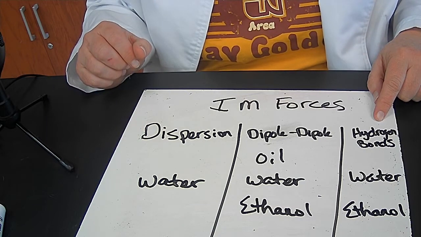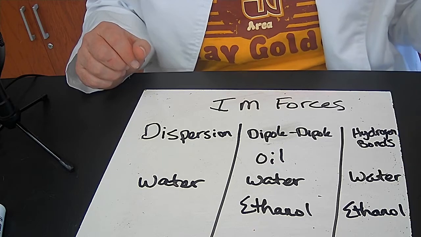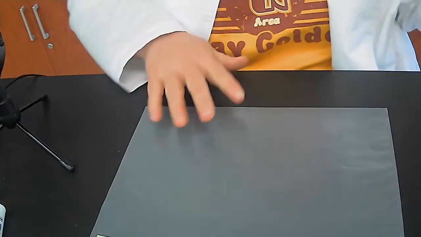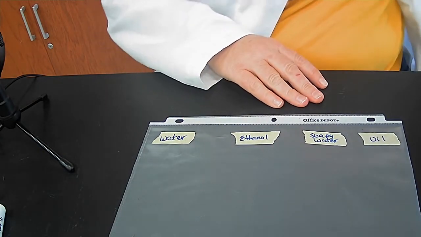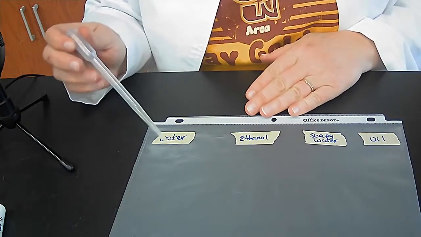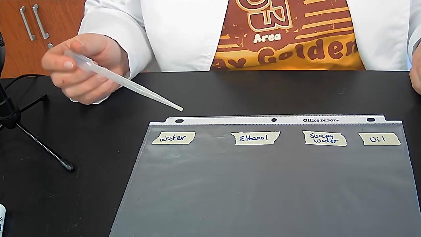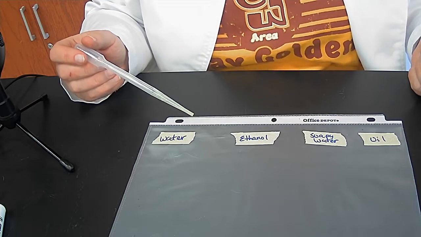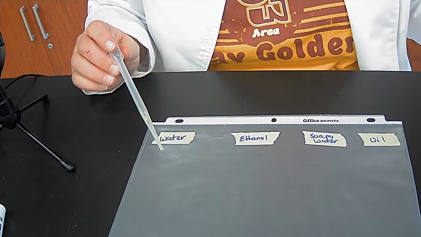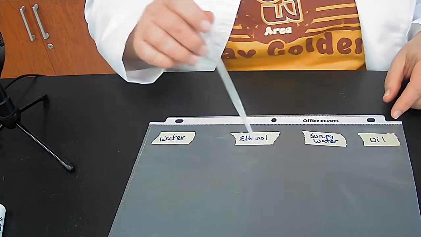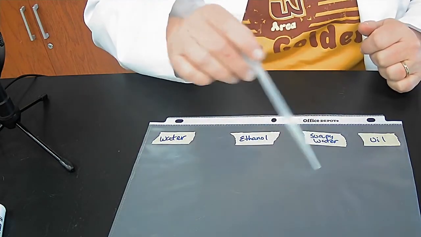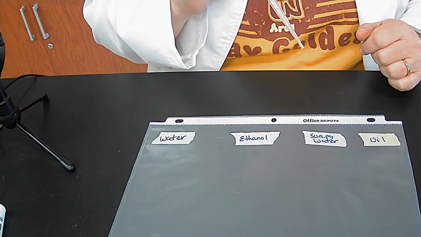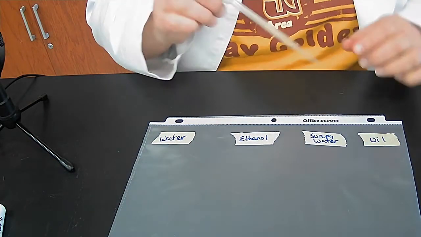I want you to take a minute and think. I'm going to drop them onto this sheet, using a little pipette. You've probably done this at one time, putting water on a penny and how it mounds up. So we're going to look at that surface tension and how different IM forces affect it. I'm going to put water here. Ethanol is going to go here. Soapy water, we're going to see the difference between water and soapy water. Maybe we'll figure out what happens to the water once we add soap. And then we have oil, okay?